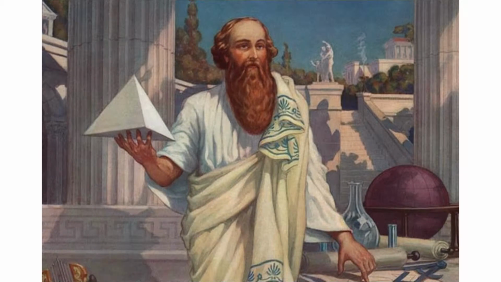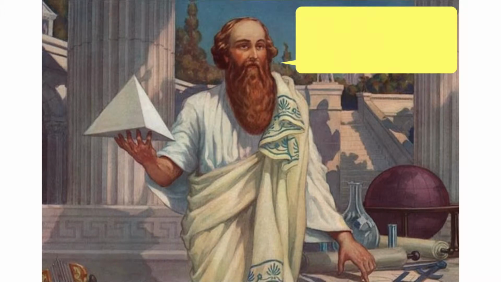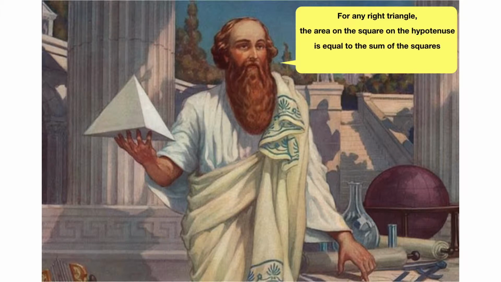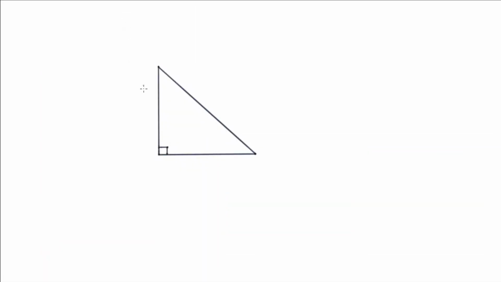Let's dive right in and see what Pythagoras has to say about his theorem. The Pythagorean theorem states that for any right triangle, the area of the square on the hypotenuse is equal to the sum of the squares on the other two sides. Let's explore this further. A right triangle has two legs that form the right angle. One leg here and one leg here.